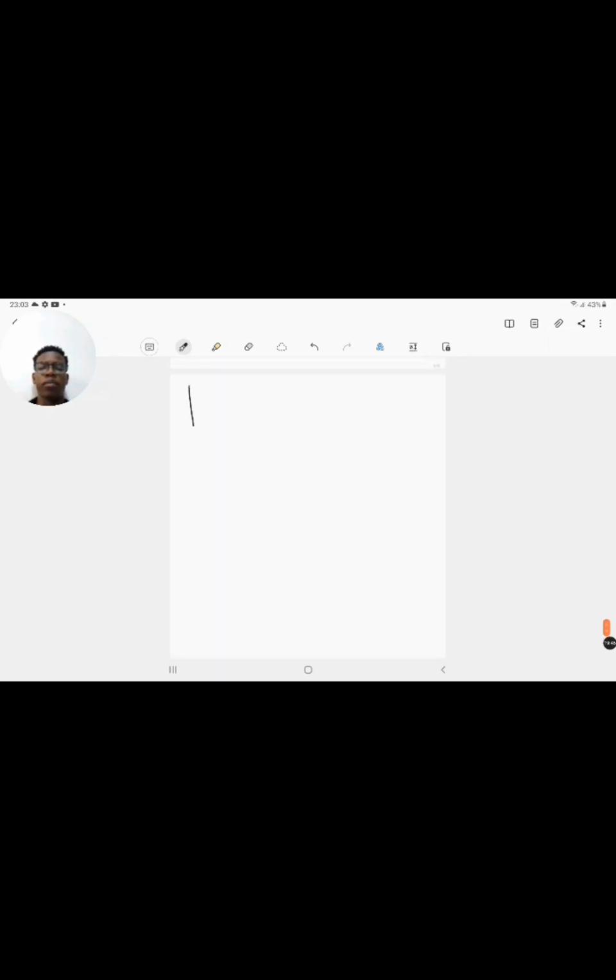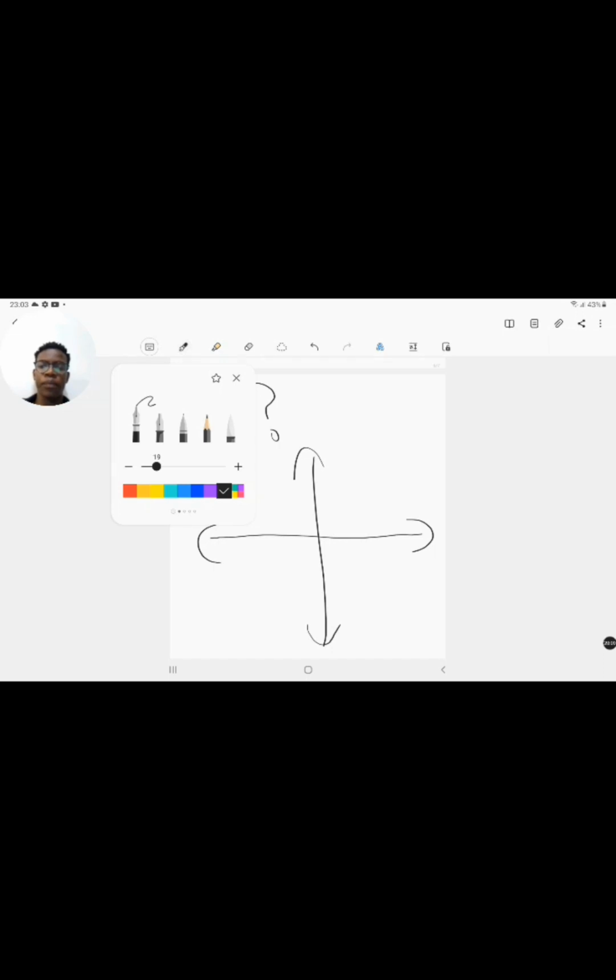Now what is B? They shouldn't ask you too much about B, but B essentially tells you how thin your graph is. So the bigger your B, the thinner your graph is.